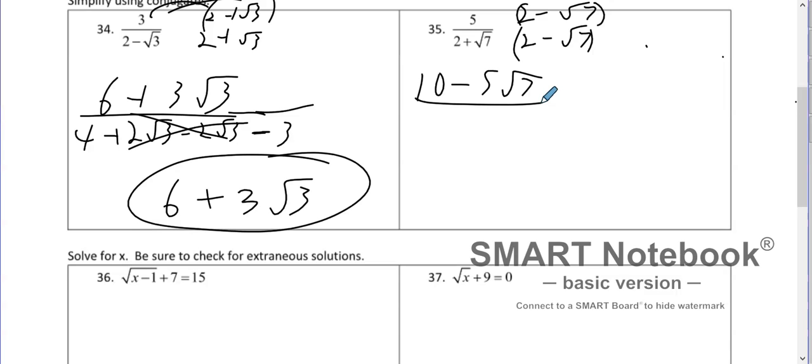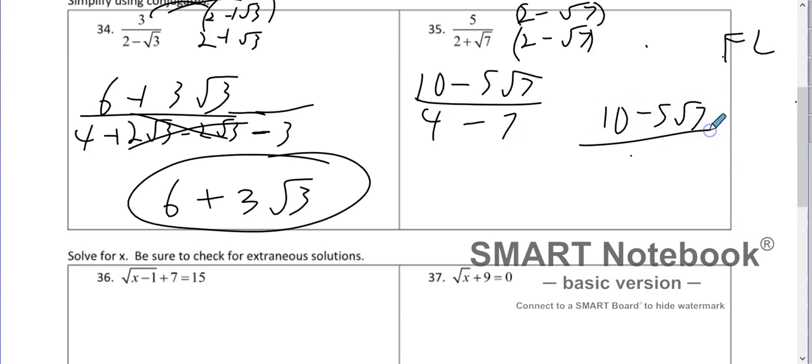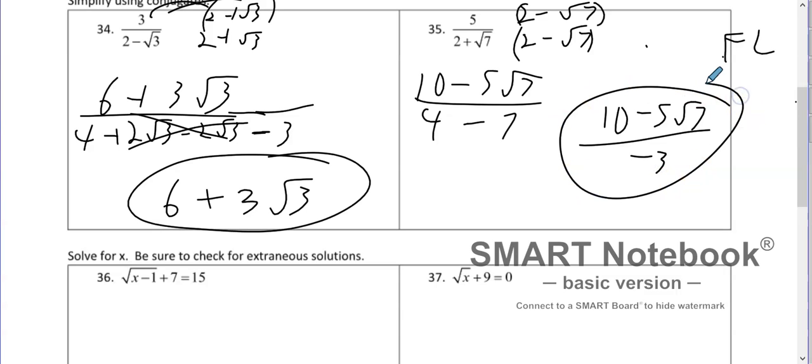Now, this time I'm going to do a shortcut. Instead of doing the outside and inside, I'm just going to do first and last, because they're going to drop out anyway. So 2 times 2 is 4. Don't forget the minus. And then radical 7 times itself is simply 7. And so on the top, I end up with 10 minus 5 radical 7. And on the bottom, I end up with negative 3. And that's my final answer. Done. Moving on.